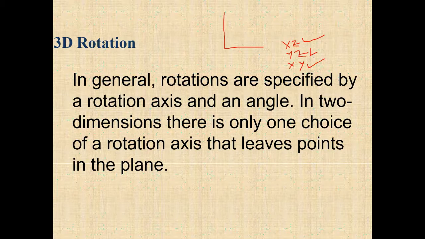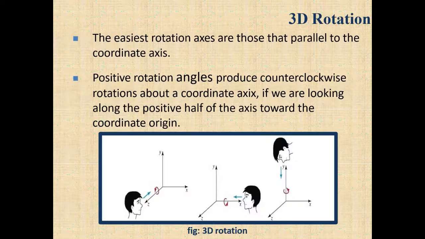Whenever the rotation is happening in the yz coordinate, the value of x is fixed over here, and whenever it is happening in the xz coordinate, the value of y remains fixed. The easiest rotation axes are those that are parallel to the coordinate axis. If it is parallel to the coordinate axis, then the rotation is as simple as that, because you just add the 90 degrees to that equation.